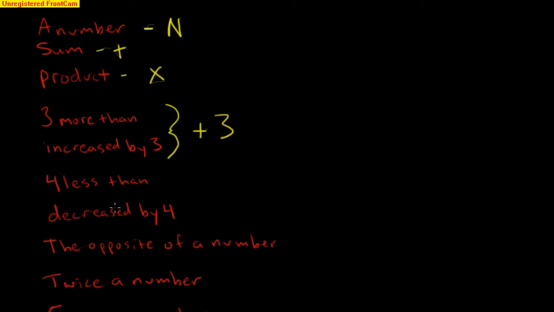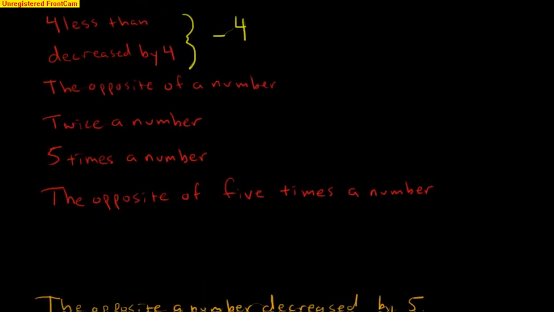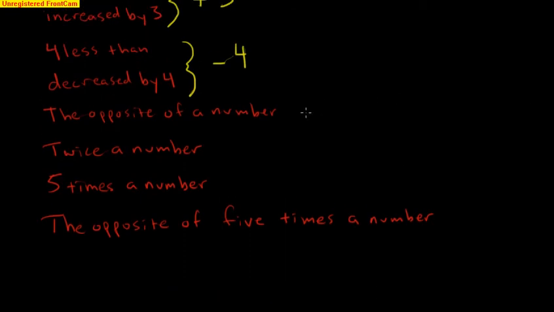4 less than or decreased by 4. Again, two ways of saying the same thing. We're going to subtract 4. 4 less than a number is taking 4 away from a number, or a number decreased by 4 is taking 4 away from a number. Those are ways of saying subtraction. The opposite of a number, if we said before a number is n, then the opposite of a number is negative n.